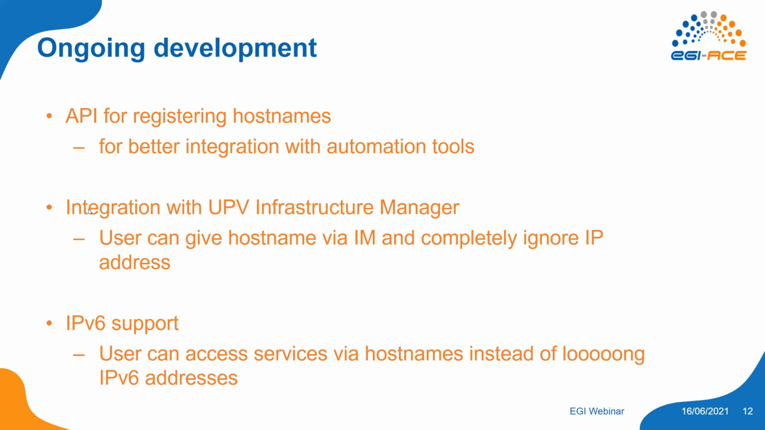The second ongoing development is integration with the infrastructure manager, which I have discussed with the developer of the infrastructure manager. It means that via the infrastructure manager portal, you can give a hostname, and then when you deploy your service with the infrastructure manager, you just access your service via hostname, so you can completely ignore the IP address. You do not have to know what IP address your service is deployed on. You just give a hostname to the infrastructure manager, then access the service via hostname.